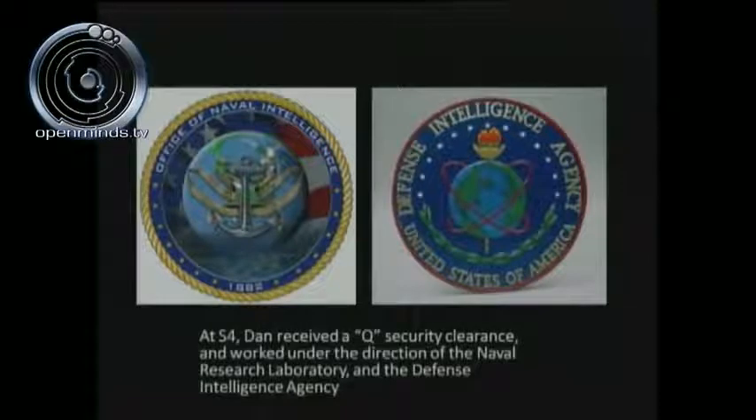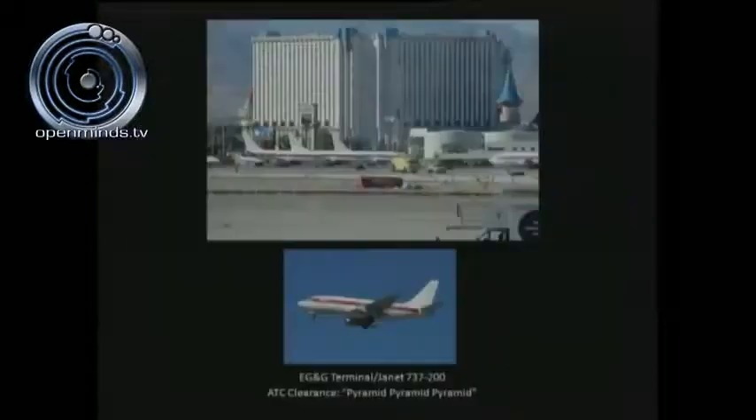Okay, so at S4, again, he received his clearance, and he worked under the direction of the Naval Research Laboratory and the Defense Intelligence Agency. So these are the two outfits that are running the program at Area S4. The EG&G terminal, 737-200, how do you get to Area S4? Well, it's the EG&G terminal, which is the gateway to Area 51 and S4.